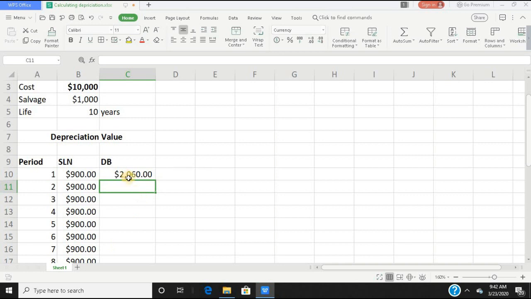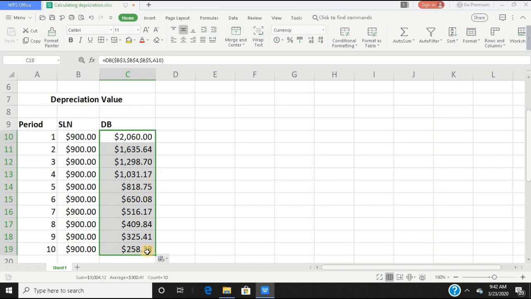Hit enter. So you can see the loss of value is $2,060. Okay, that's much higher than what the loss is in straight line method. But as the progress takes place over the period of time, you'll see the amount of depreciation or the loss in value of the machine keeps declining. You can see in the last period, that is in the 10th year, it's just losing $258, whereas in straight line method, we were losing $900. Okay, so this is how we calculate depreciation.